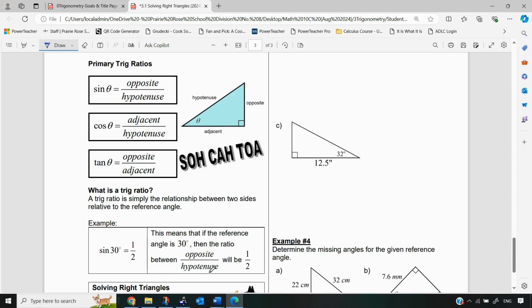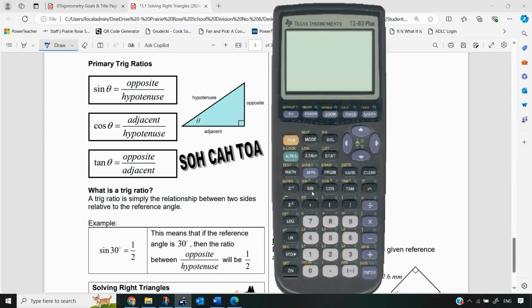So if I had an angle of 30 degrees, that would mean that the side opposite of 30 degrees is 1 and the hypotenuse would be 2. Now that could also be 2 over 4 or 4 over 8 or 6 over 12, but the relationship between my opposite and my hypotenuse for an angle of 30 degrees would be 1/2. If I type sine 30 into my calculator, I'm going to get 0.5. If I turn that into a fraction, that's going to be 1 over 2.